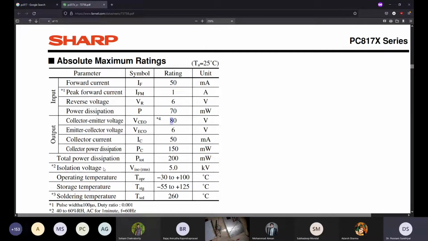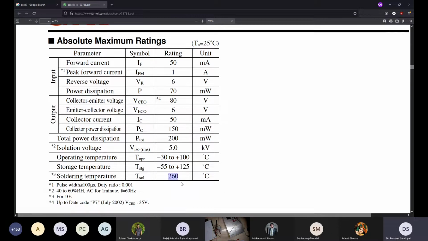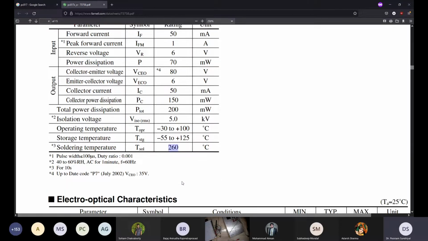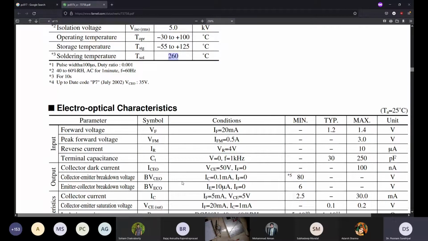It can provide an isolation voltage of 5 kilovolts. And Sharp, being a professional company, also specifies at what temperature you should solder it. You can put it in the ballpark figure, but if the temperature is too low, then it doesn't work.